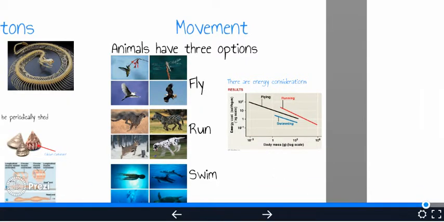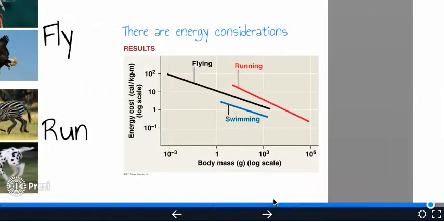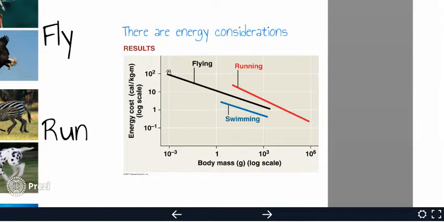Okay, so there's energy considerations to this. Of course, flying is going to cost the most energy. Here's running, swimming the least. You're supported by the water. That's why.